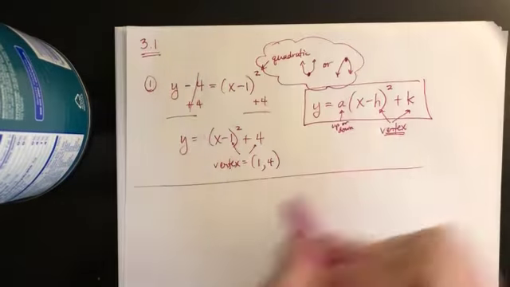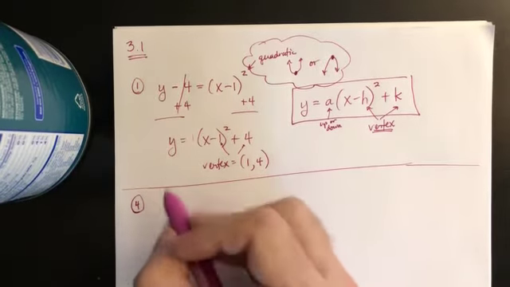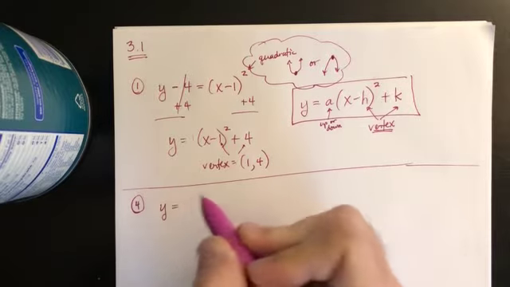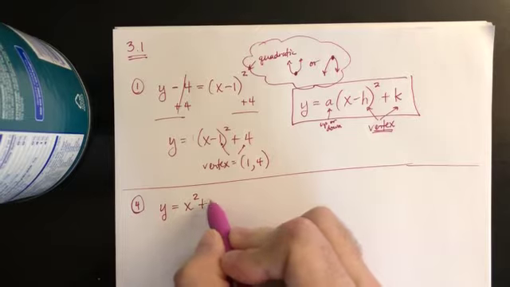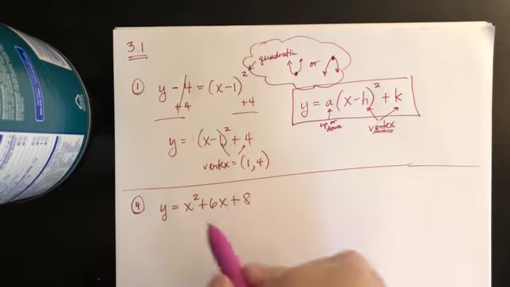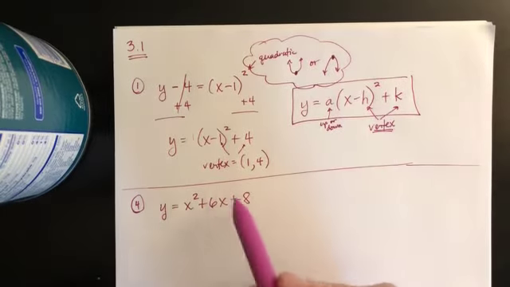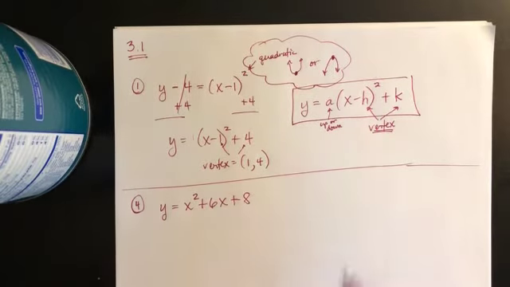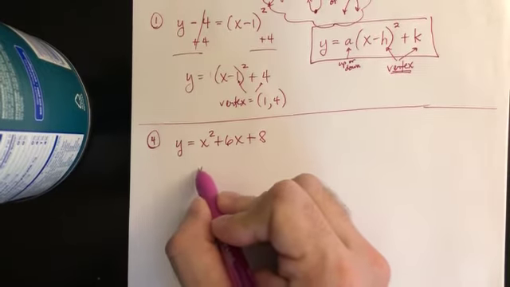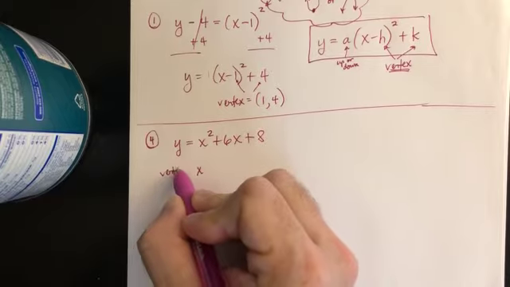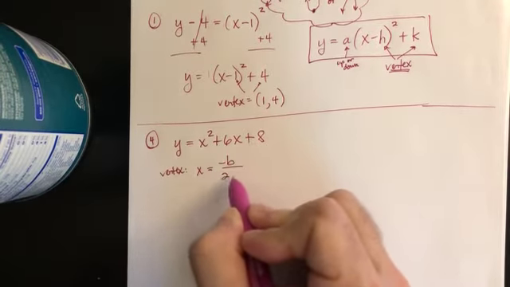All right, so let's talk about the general form, which is a little bit less informative. So number 4, you have f of x, which I'm switching to y because I like it better, is x squared plus 6x plus 8. So this isn't telling you what the vertex is like this guy is. See, this number and this number make a vertex. These two numbers don't make a vertex. Instead, what you have to do is use a formula. So for the vertex, you have x equal to negative b over 2a.